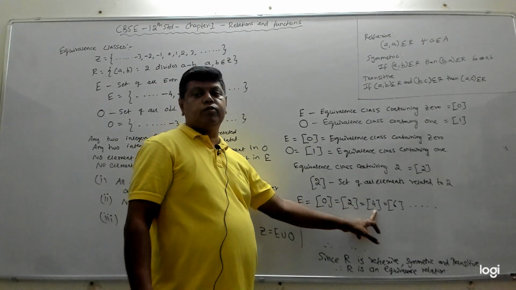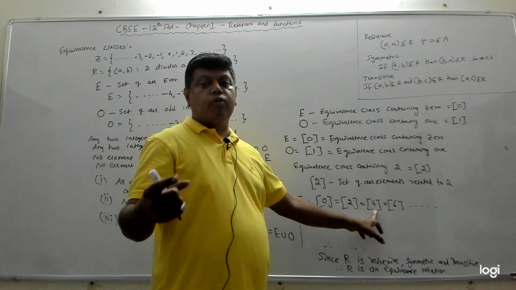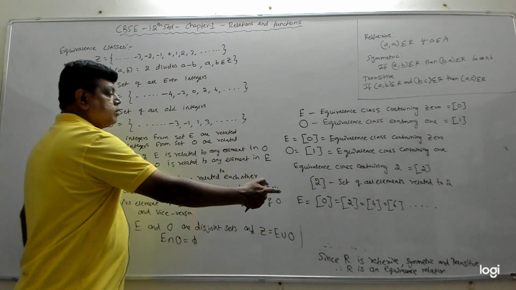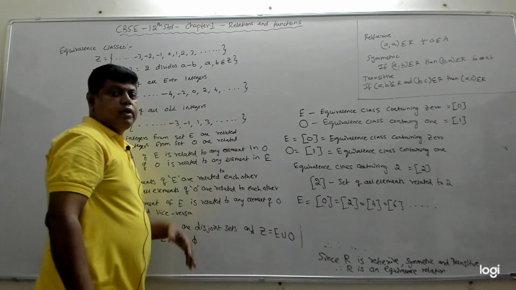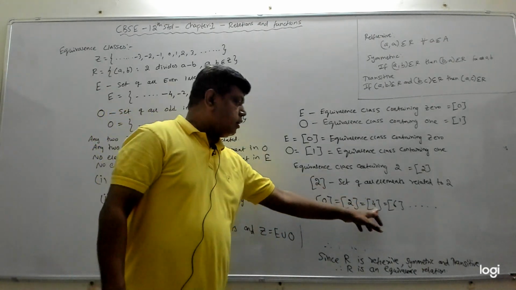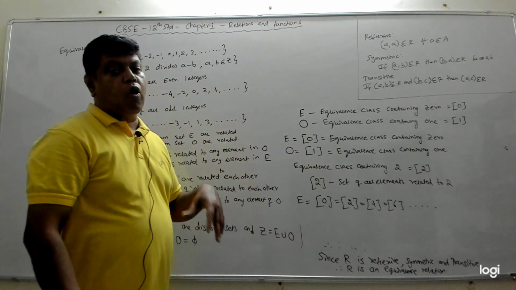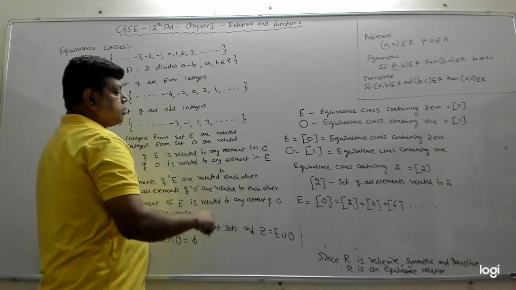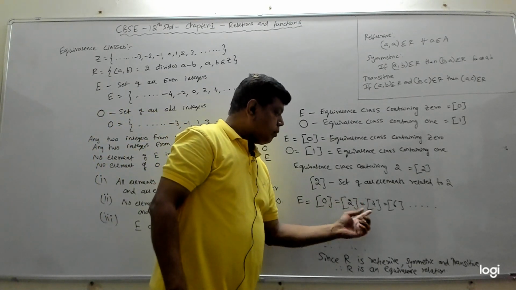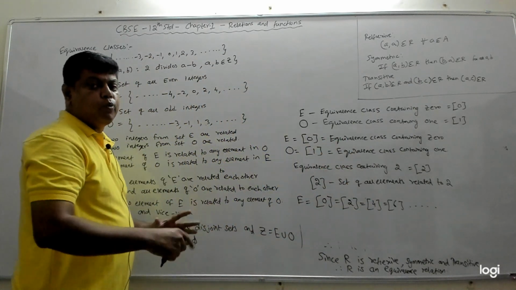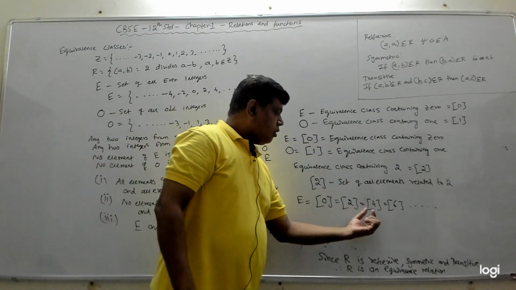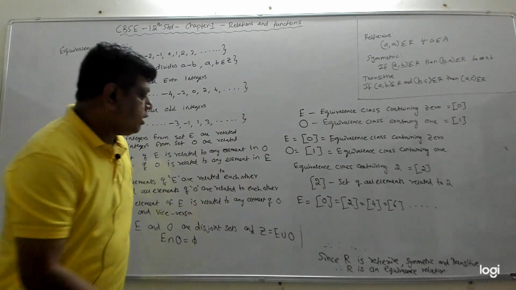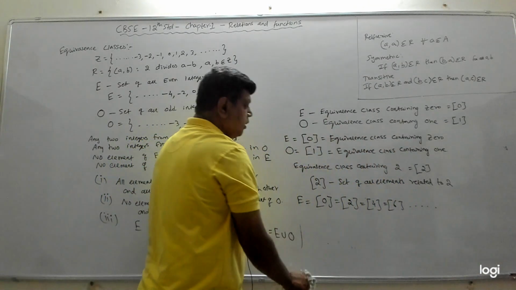Same for box 4, which is the equivalence class containing 4. Equivalence class containing 4 means what? All the elements that are related to 4. If 4 is an even number, all the elements related to 4 as per this relation means what? The difference between that number and 4 should be divisible by 2, or 2 divides a minus 4. Right? We can also write it in this way. So basically equivalence class containing 4 means what?